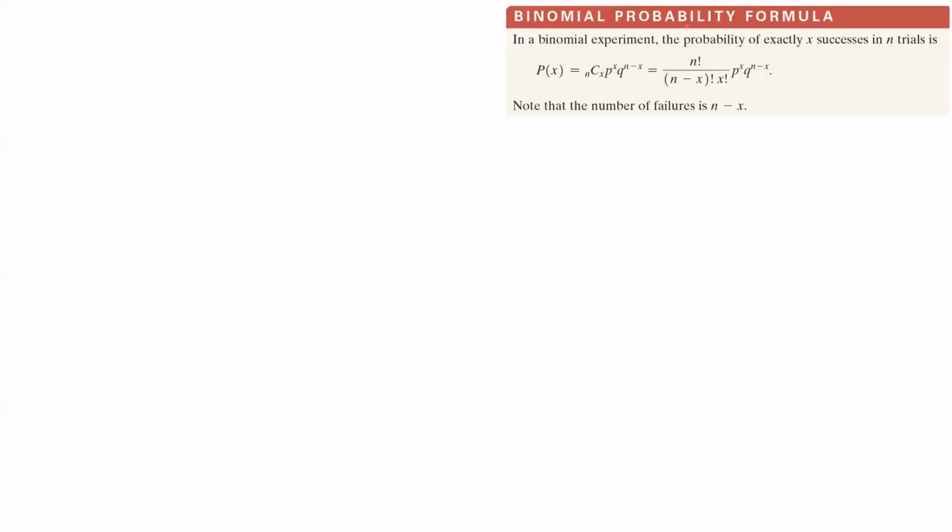We introduce the binomial probability formula. In a binomial experiment, the probability of exactly x successes in n trials is denoted by P(x), which is n factorial divided by (n minus x) factorial times x factorial, times p to the x, q to the n minus x.